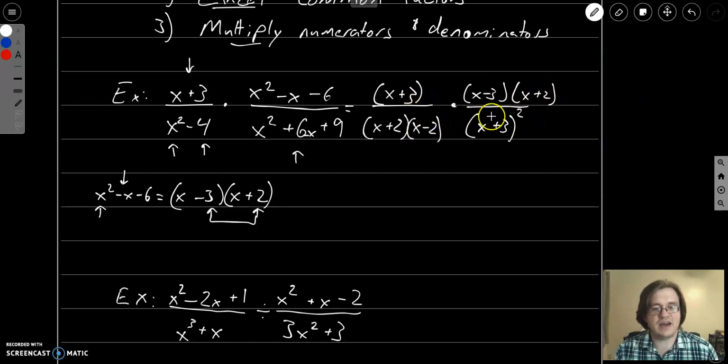Here, now I can start canceling things off the top and the bottom. You'll notice that I have an x plus 3 squared, and I have an x plus 3. So I can cancel, let me maybe do this in red, 1 factor of that there and there. I also have an x plus 2 and an x plus 2.